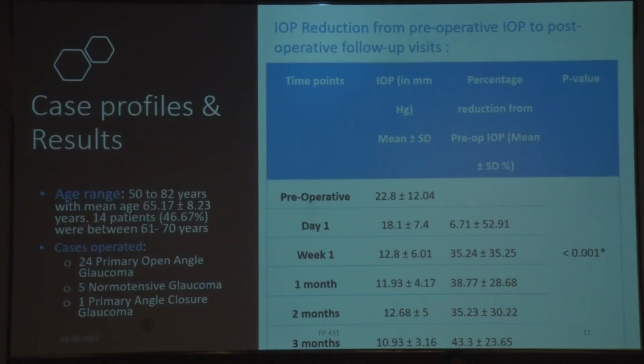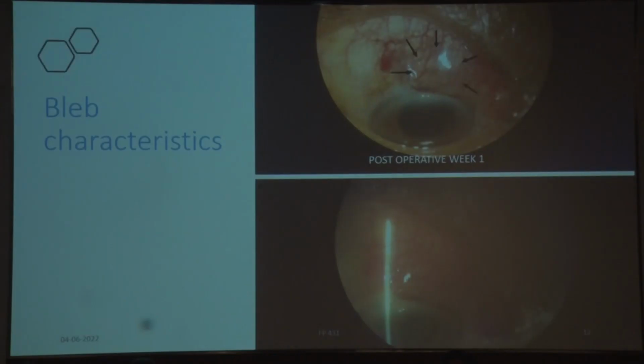So the results: the age range of the patients was 50 to 82 years, and the majority were in 61 to 70 years. 24 were primary open angle glaucoma, 5 were normotensive, and 1 was primary angle closure glaucoma. The IOP seen at the end of 3 months showed a 43.3% reduction with a p-value of less than 0.001. So it was significant.